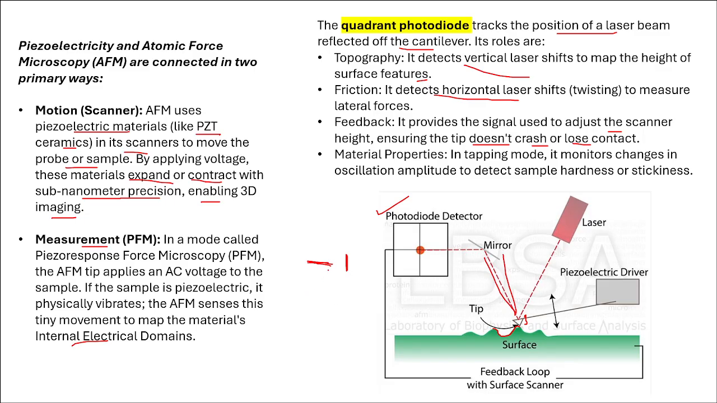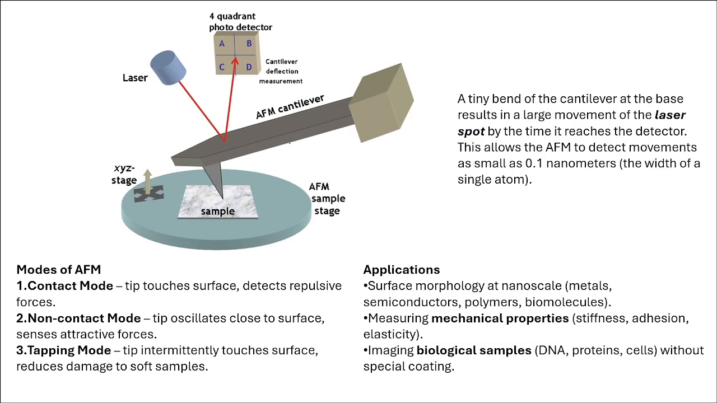Okay, so based on this, again, a 3D kind of image is created. Now, there are different modes of atomic force microscopy. I think it's not very necessary to look into this, but still you can just have a look: contact mode, non-contact mode, and tapping mode. Most of the time we use tapping mode only.